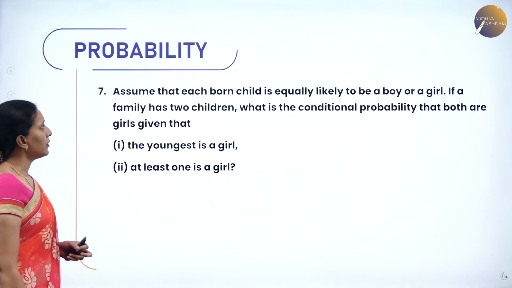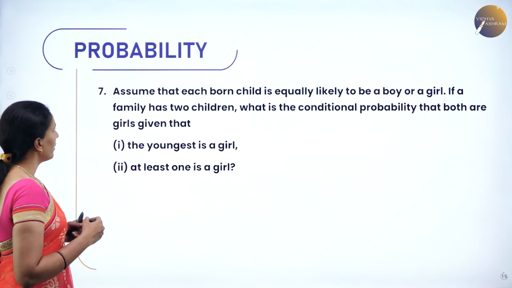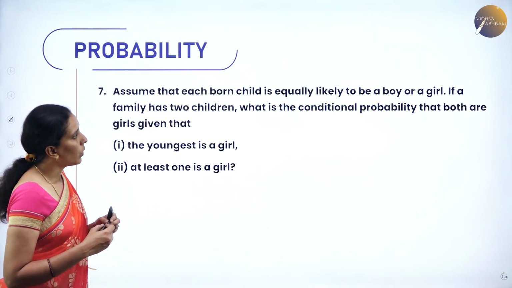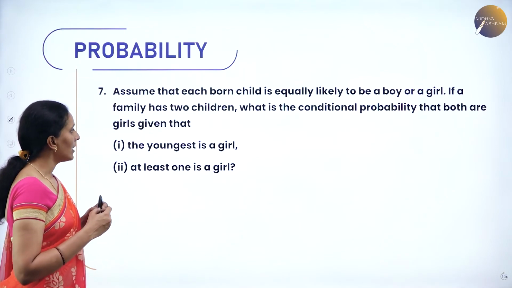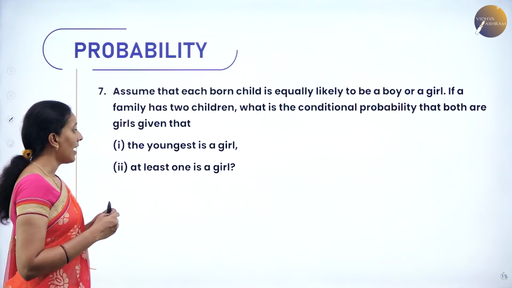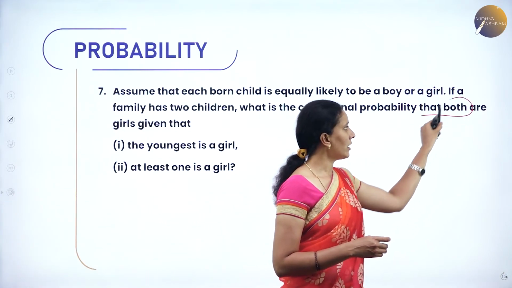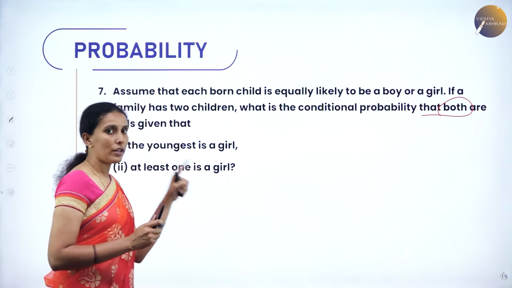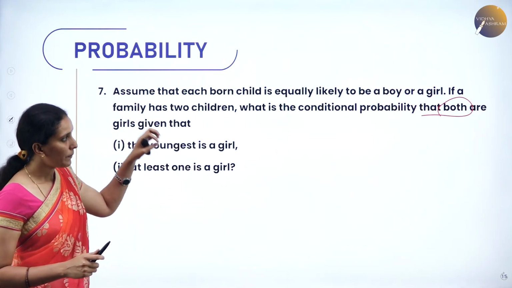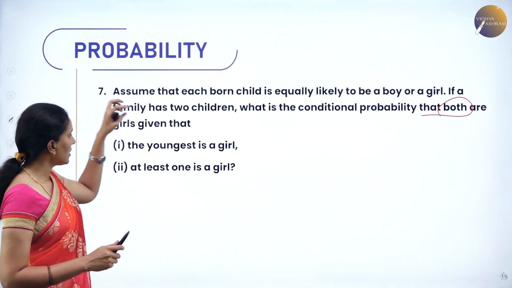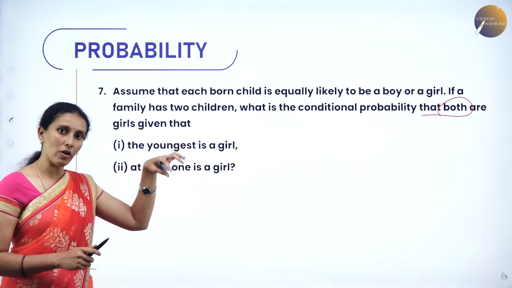Next, assume that each born child is equally likely to be a boy or a girl. If a family has 2 children, what is the conditional probability that both are girls, given that first, the youngest is a girl, second, at least one is a girl. So, we need to consider the condition that both are girls here. For that, first we need to calculate the event of both being girls when it is given that the youngest is a girl has already happened.